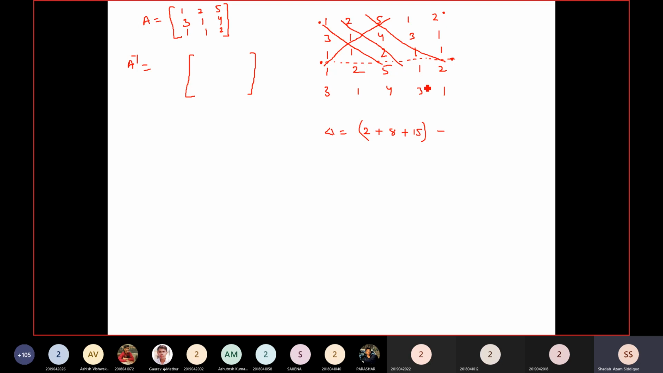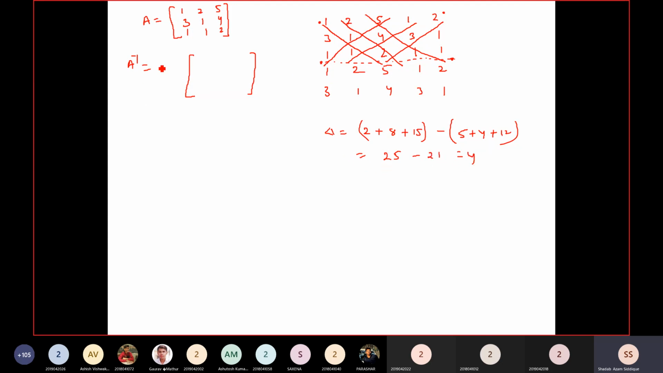5 into 1 into 1 gives you 5. Now 4 into 1 into 1, so it will give you 4. So plus 4, minus already taken here, so that's why I'm writing a plus sign. So 3 into 2 into 2, so 4 3s are 12, so plus 12. So what will happen? 8 to 10, 25. 25 minus 5 is 20, 9, 9, 12, 21. So it'll give you 4. So this is the determinant, 4.